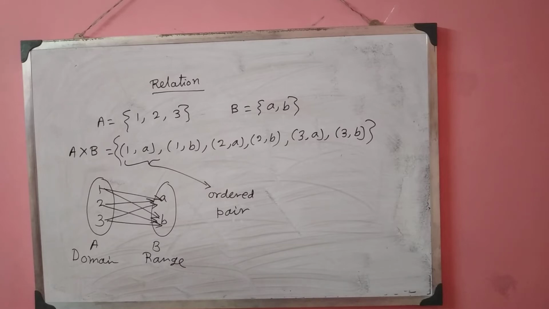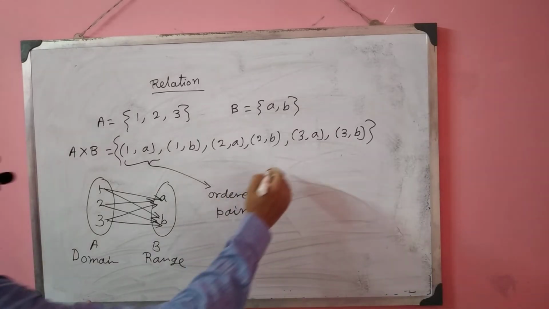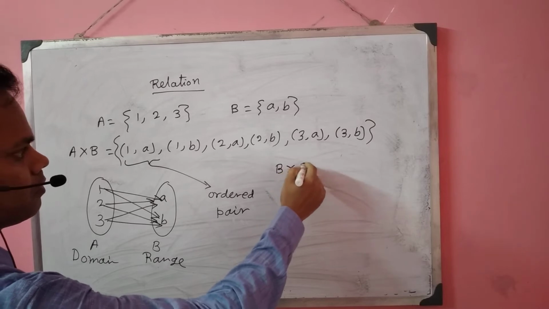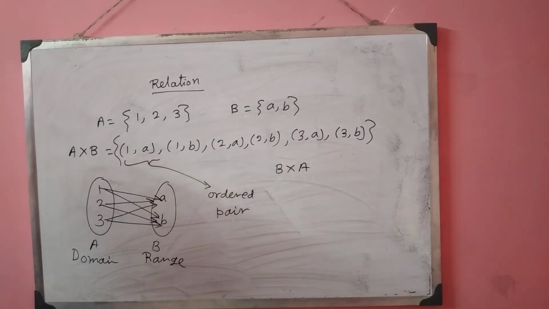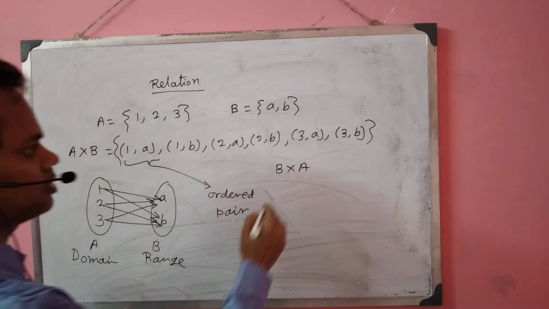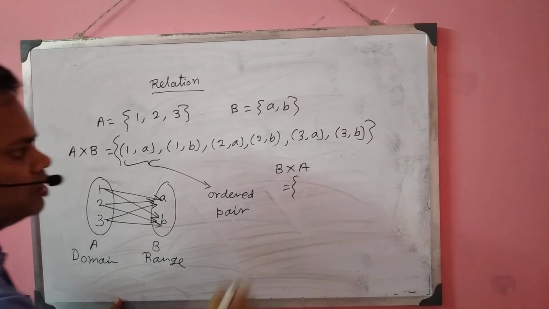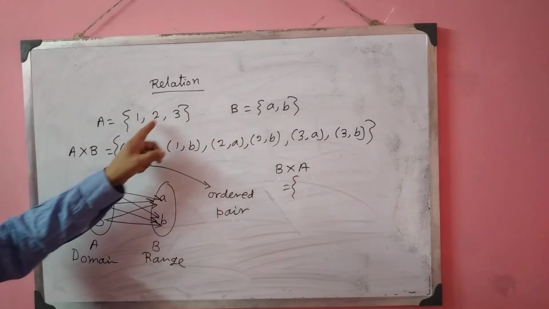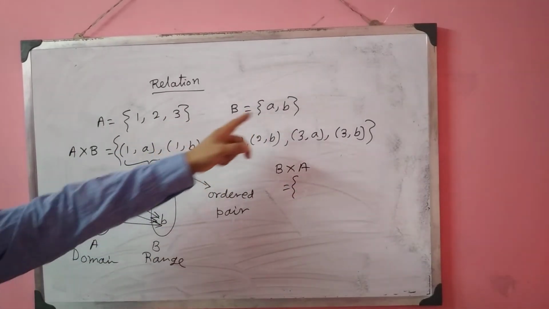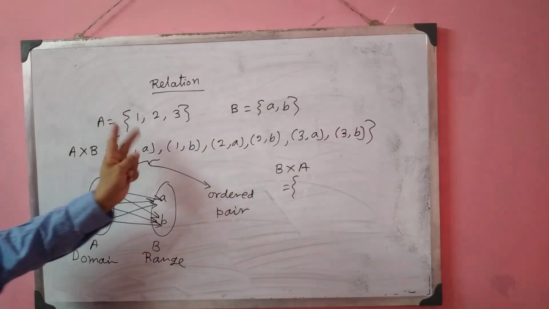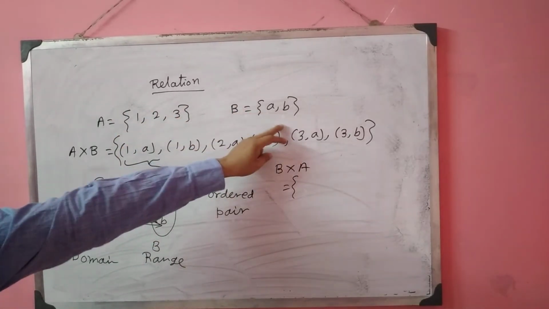For B cross A, B is the domain and A is the codomain or range. Then B cross A is equal to (a,1), (a,2), (a,3), (b,1), (b,2), (b,3).